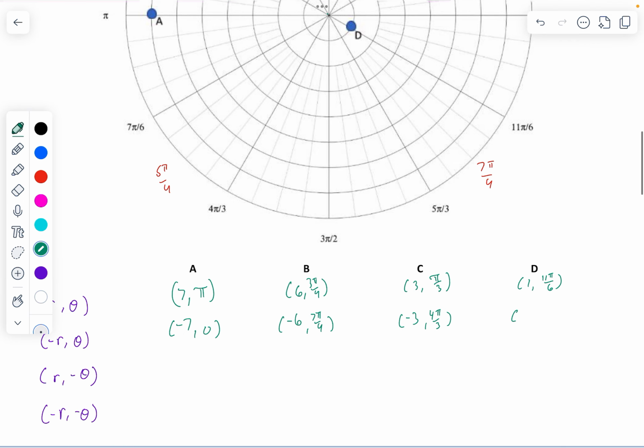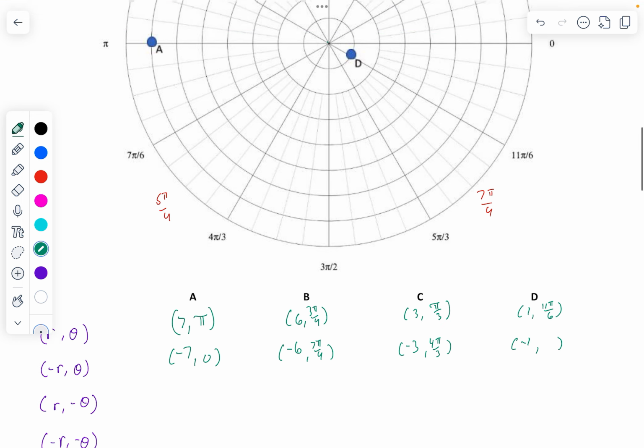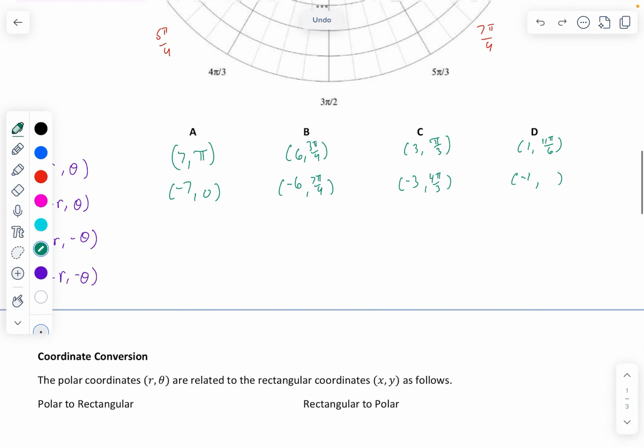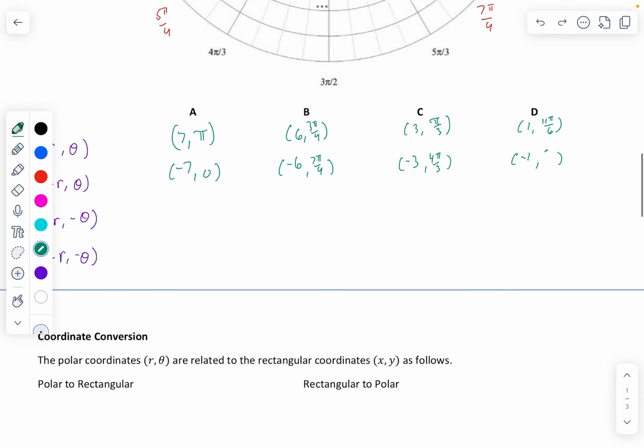All right, let's go ahead and do D. We know that's going to be negative 1 just by looking at what it was. But now, in order for us to use negative 1, what are we moving away from? Well, we're moving away from this angle, which is 5 pi over 6. So we're going to go ahead and write that down: 5 pi over 6.